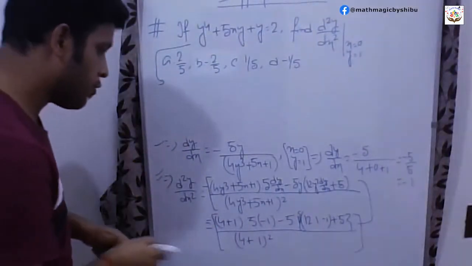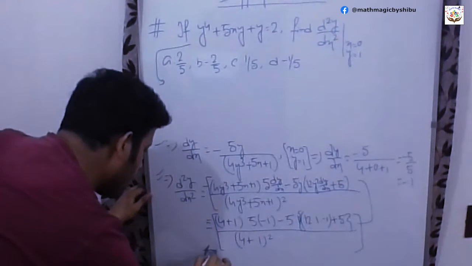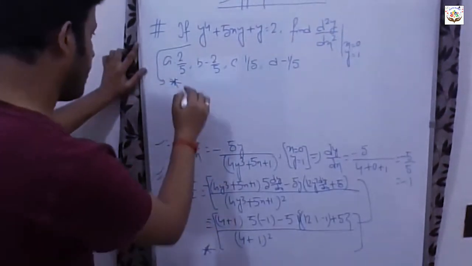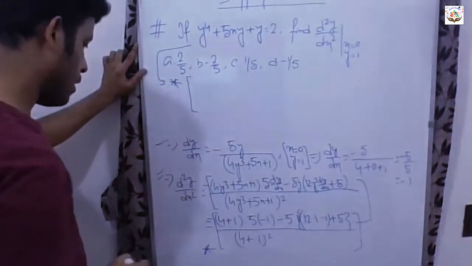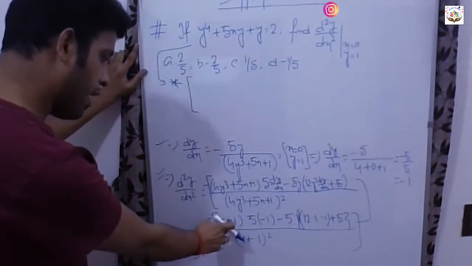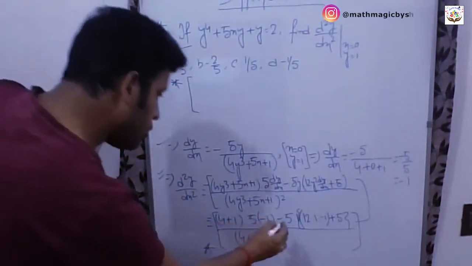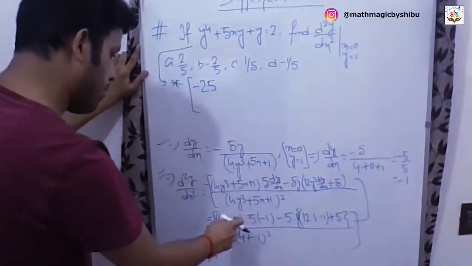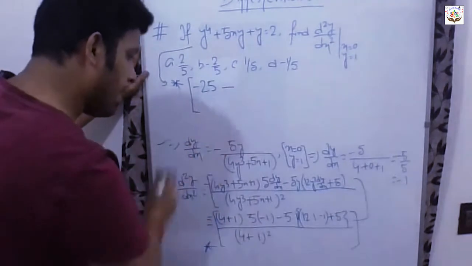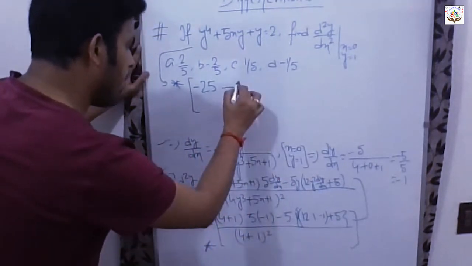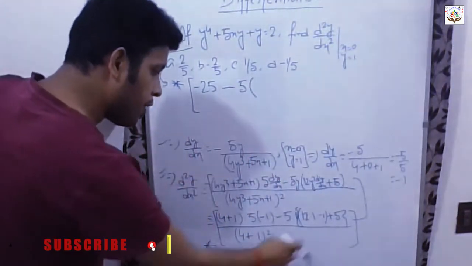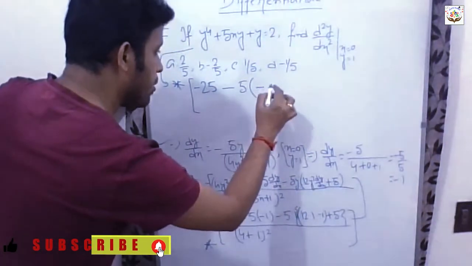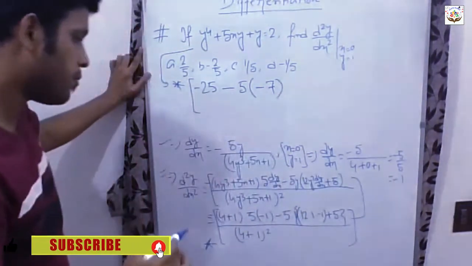So I'm just clearing the first part to get the solution of this part. Okay. So from this point I'm going to the top. So we have 4 plus 1 is 5, 5 into minus 5, that means minus 25, minus, there's a 5 multiplied outside of 12 into minus 1 means minus 12, plus 5 means minus 7.